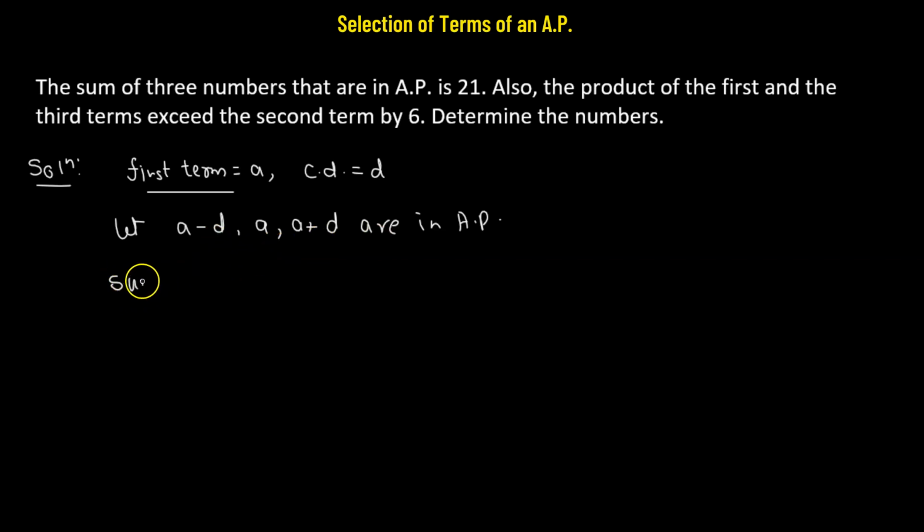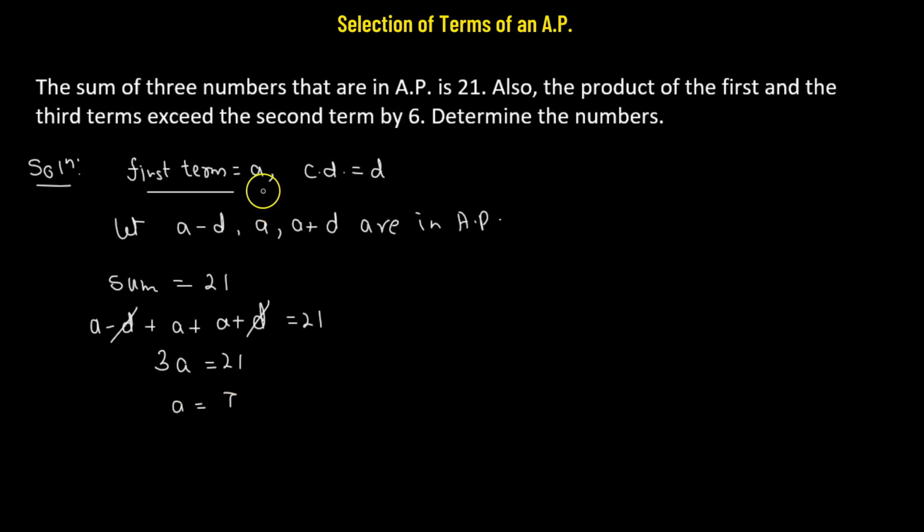It's given here that the sum is 21. So we have a minus d added to a plus d, and this value equals 21. The reason why I have chosen a minus d instead of choosing a as the first term is that negative d and positive d cancel out immediately, leaving us with 3a equals 21. And we can immediately find the value of a. So a will be equal to 7.